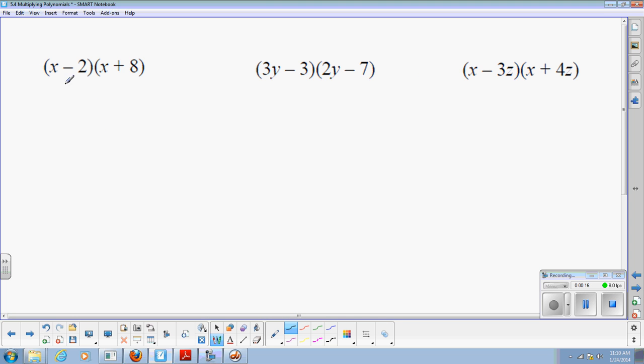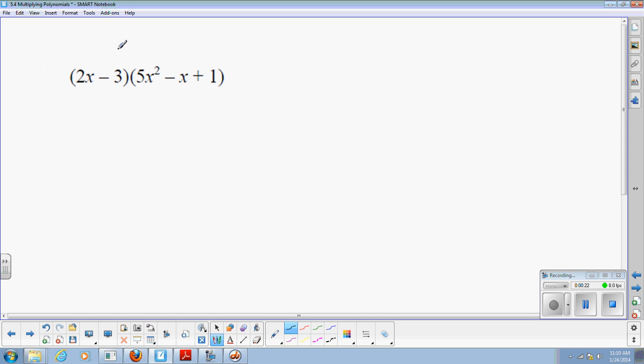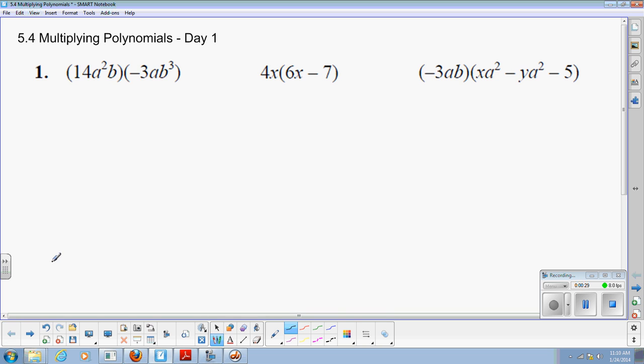After that, I have some examples to show you how we multiply a binomial times a binomial, and I'll do that 3 different ways. And then lastly, we're going to do a binomial times a trinomial. After I finish that, then I'll put down what I would like for you to practice on regarding multiplying polynomials. So let's start with the monomial times a monomial.